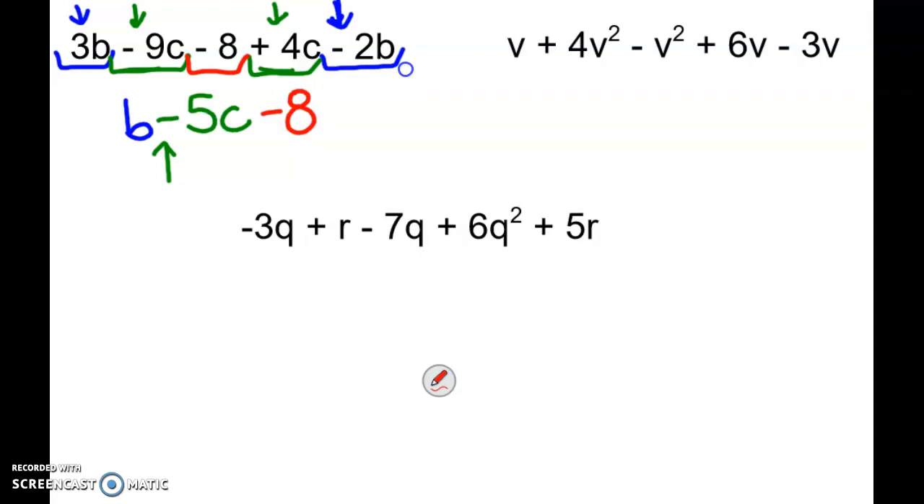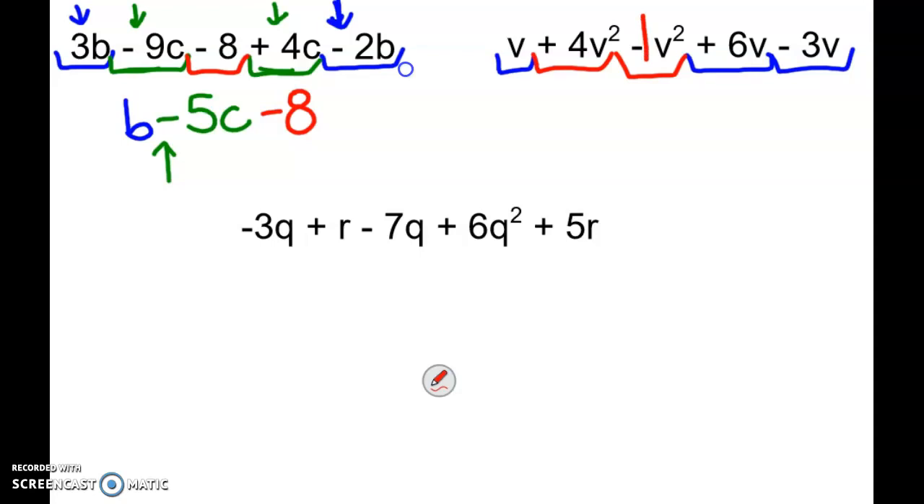Now I have all V's, but some of them are squared and some are not. Let's find our like terms. Plain V, 6V, negative 3V. So those are 3 terms that go together, like terms. And then color code, I have 4v squared and negative v squared. Okay? Remember, no number means that's an invisible 1.